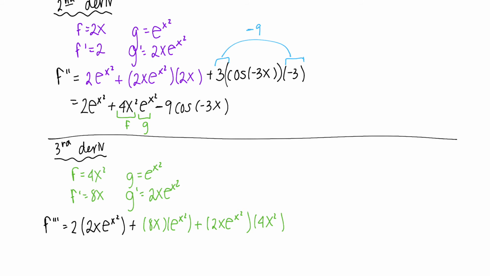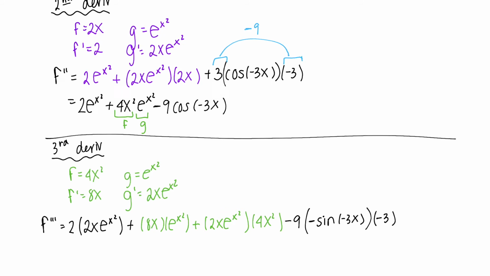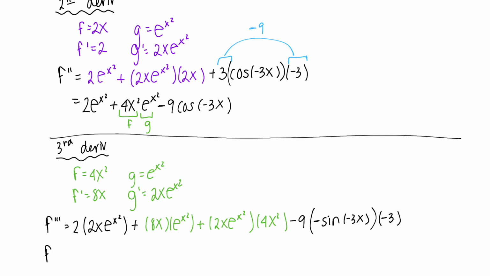Then it's time for the derivative of this negative 9 cosine negative 3x. So it's negative 9. The derivative of cosine is negative sine. And the derivative of negative 3x is negative 3. You don't have to simplify this, but it's nice to. So I am going to. So 2 times 2 is 4. So we have 4x e to the x squared. Next we have plus 8x e to the x squared.